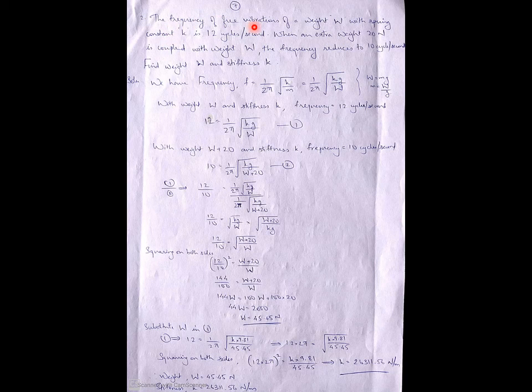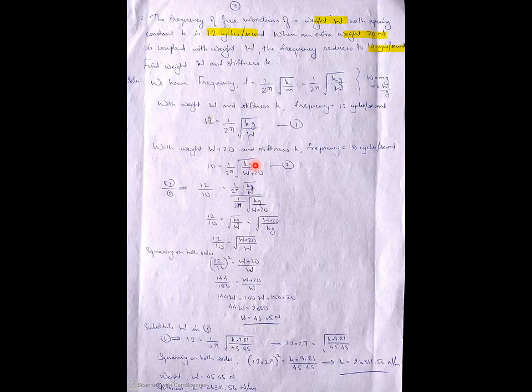The frequency of free vibrations of a weight W with spring constant K is 12 cycles per second. When an extra weight of 20 Newton is coupled with weight W, the frequency reduces to 10 cycles per second. Find weight W and stiffness K. So in this case, there are two cases. The weight is W, then the frequency is 12 cycles per second. When an extra weight 20 Newton is coupled with weight W, which means it is W plus 20, the frequency becomes 10 cycles per second. So there are two cases. We will be solving those two equations and finally you will be getting the answer.